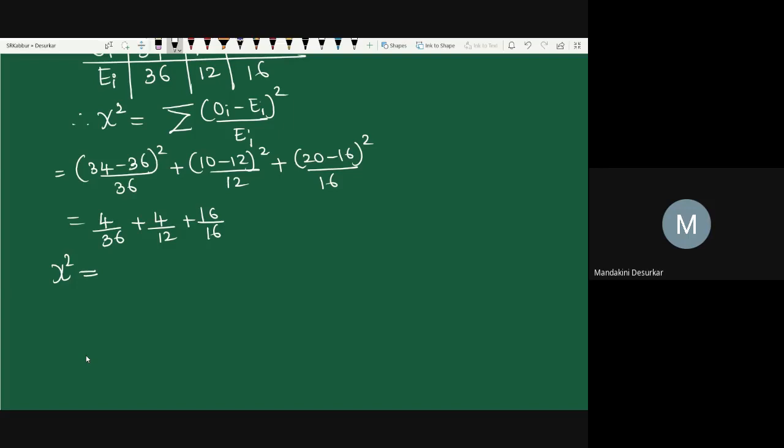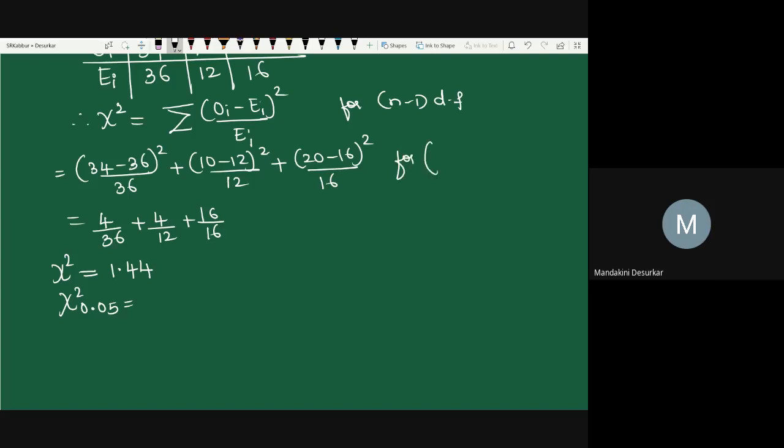What is the answer? Is this 1.44? As it is 1.44, what do I have to compare? I have to compare with chi square of 0.05 with n minus 1 degrees of freedom. Can anyone tell me what is the value of n?